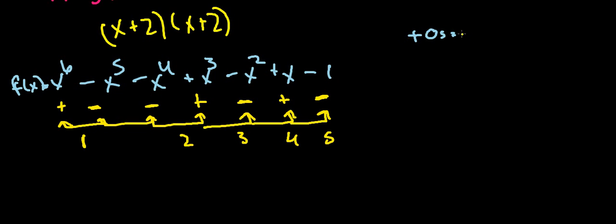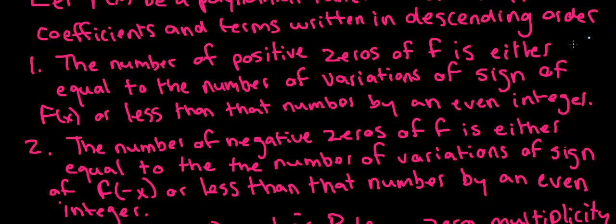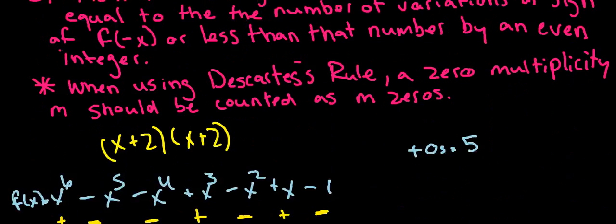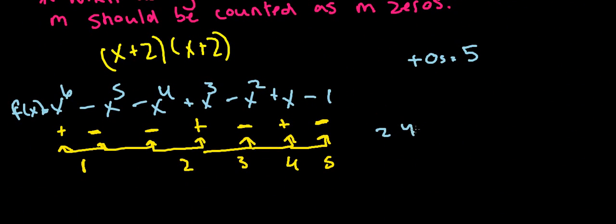So according to Descartes' rule, there are going to be 5 zeros because there are 5 variations of sign, or less than that by an even integer. An even integer is 2, 4, 6. So it's going to be less than that by basically a series of 2's. So if we subtract 2, then there's 3. And if we subtract 4 or another 2, then there's 1. So the number of positive zeros is going to be equal to 5 or 3 or 1. Not all of them. It's either going to be 5, 3, or 1. We don't know which.